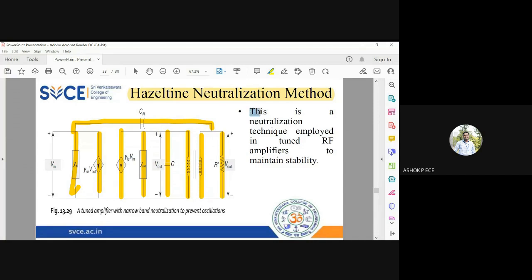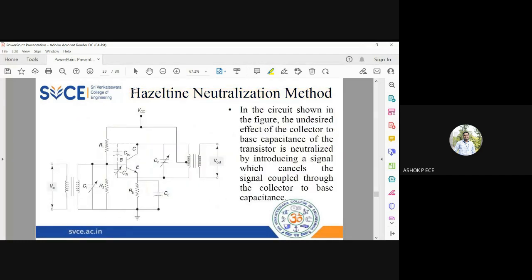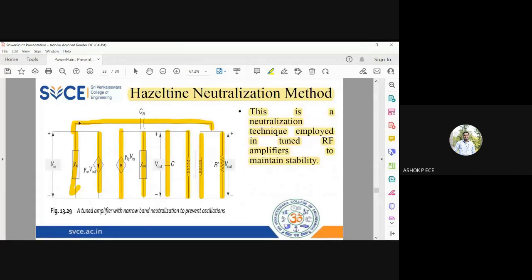So this is the neutralization technique which is employed in RF amplifiers. Whenever you go for high frequency, the stability of circuits becomes a question mark. In those cases, I'm going to use this Hazeltine neutralization method to ensure the stability of RF amplifiers. RF means radio frequency, more than 1 megahertz. So that is the concept. This is the conceptual diagram of using a Y parameter.